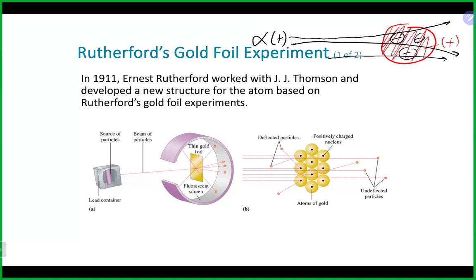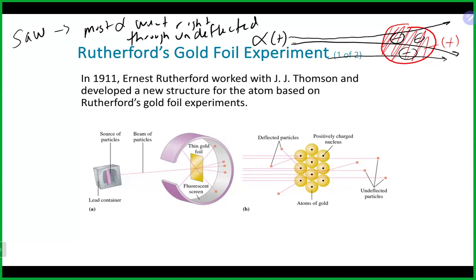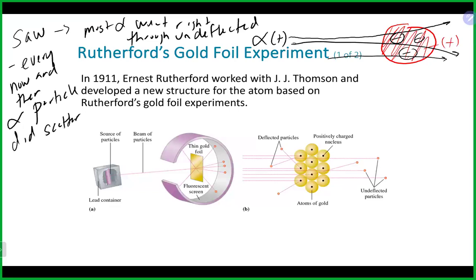When they did this experiment, what they saw was that most of the alpha particles went right through, undeflected. But what they also saw was every now and then, an alpha particle did scatter at a large angle. And sometimes it even came right back to the source it was shot at.